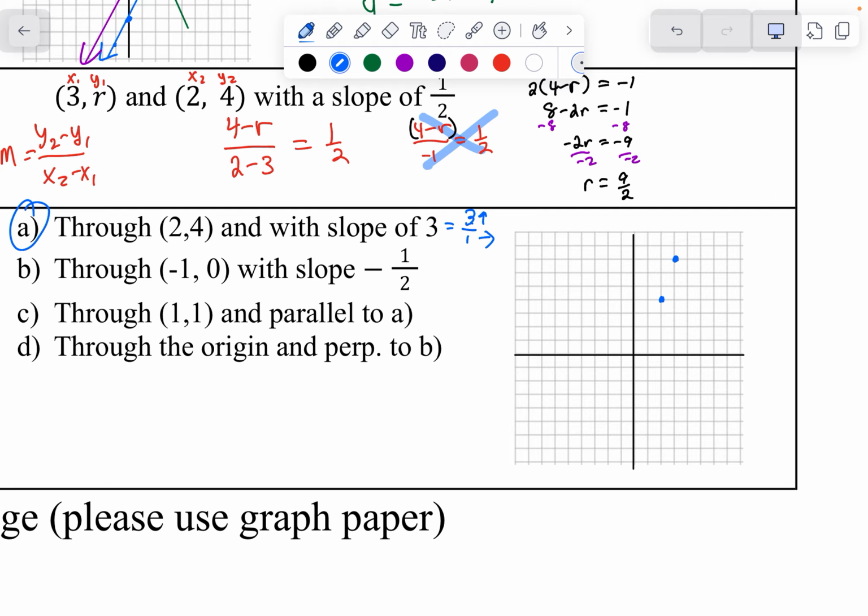Now, do you see how we're up in the top of my graph paper? We're up at the top of my graph paper.